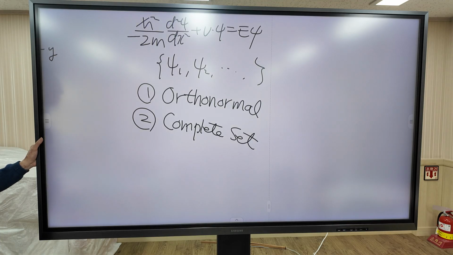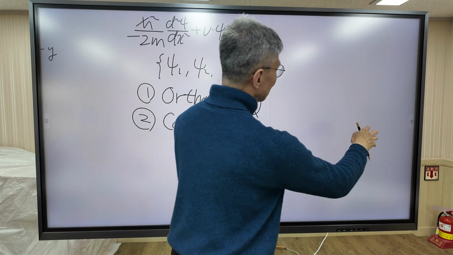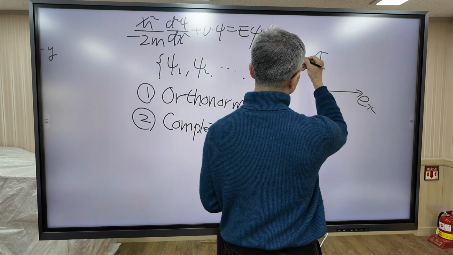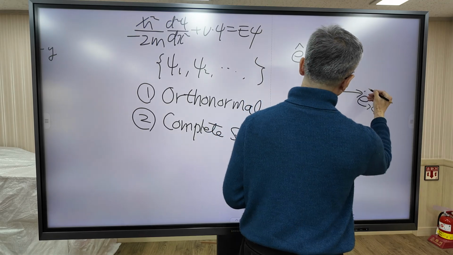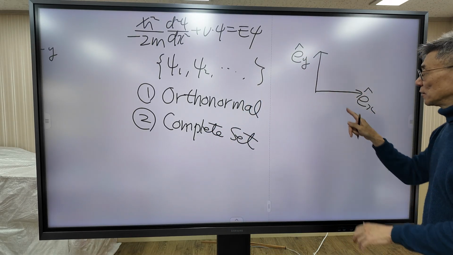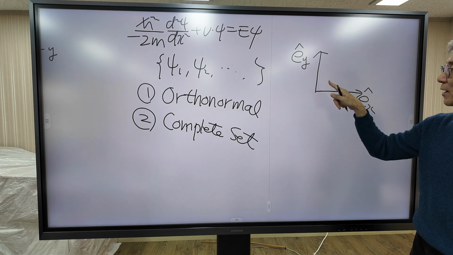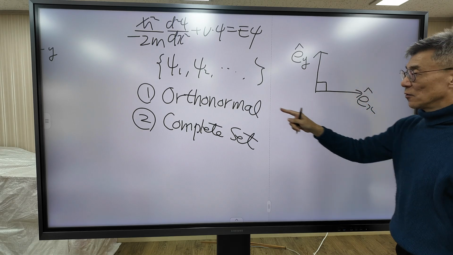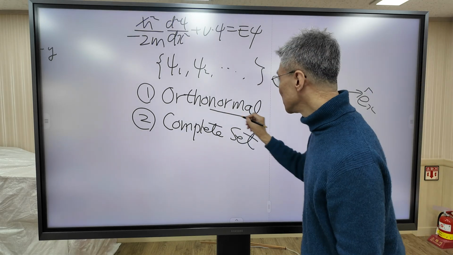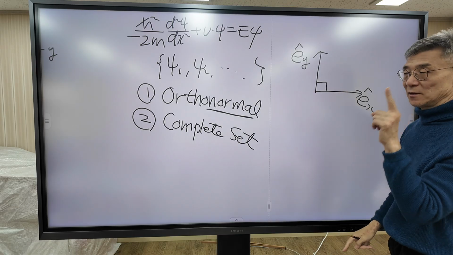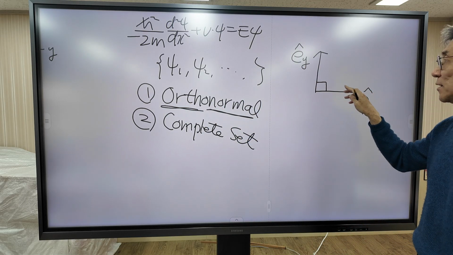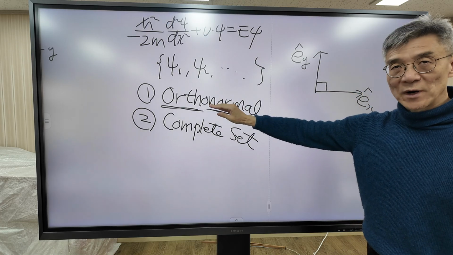Orthonormal is a term frequently used in vector analysis. For example, in 2-dimensional space, we can set 2 basis vectors. The length of each vector is 1, and the 2 vectors are perpendicular to each other. Then these 2 vectors are called orthonormal. Normal means that the length of the vector is 1. Ortho means these 2 vectors are perpendicular.